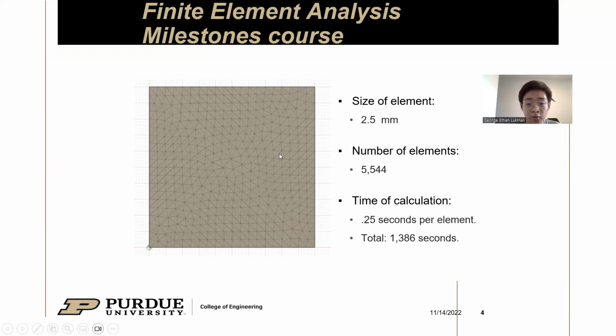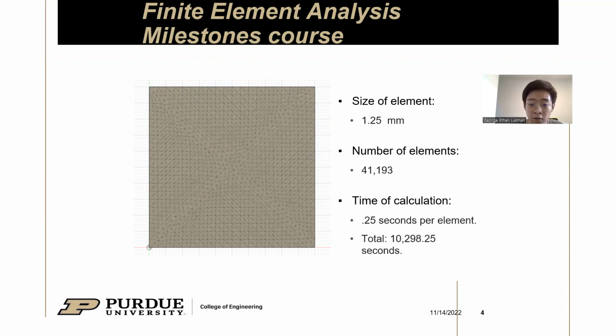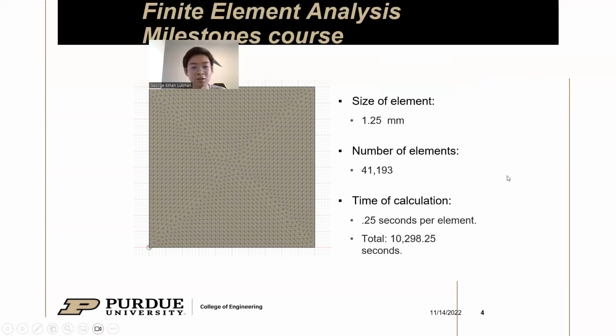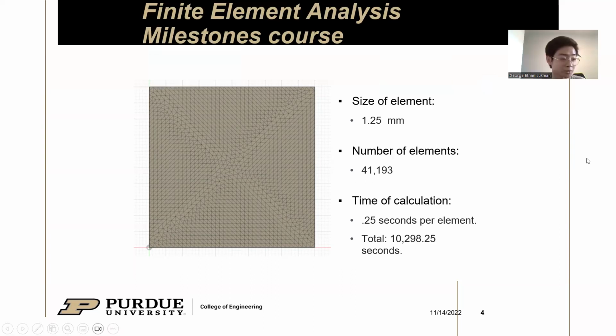And we get a lot finer here at 2.5. Again, the number of elements goes up, and because of that, the time to calculate goes up as well. Keep going, we see the same pattern here. If it's 1.25, then it'll take about 10,000 seconds to solve because we have a lot more elements to deal with now, right? Up to this point, can you give me a thumbs up if that makes sense? Cool, thank you. All right, let's keep going.